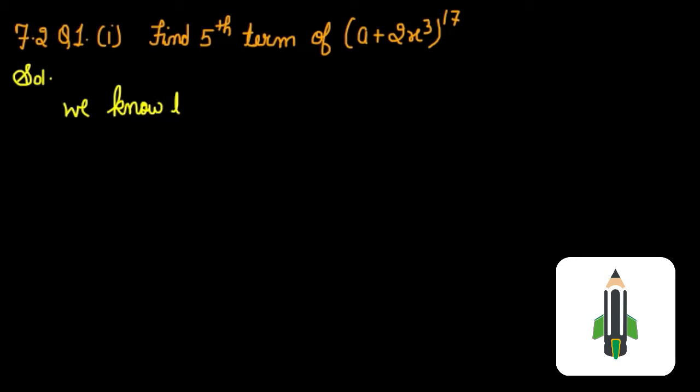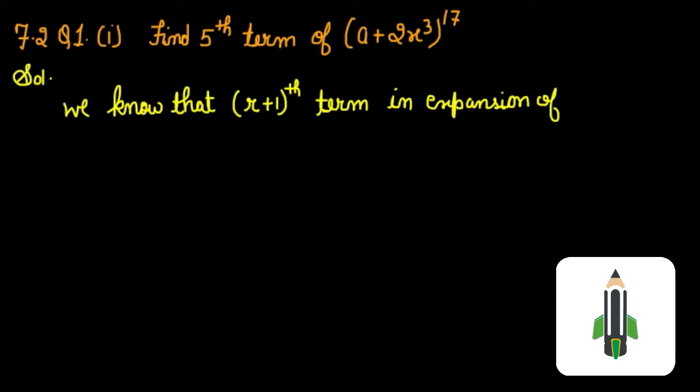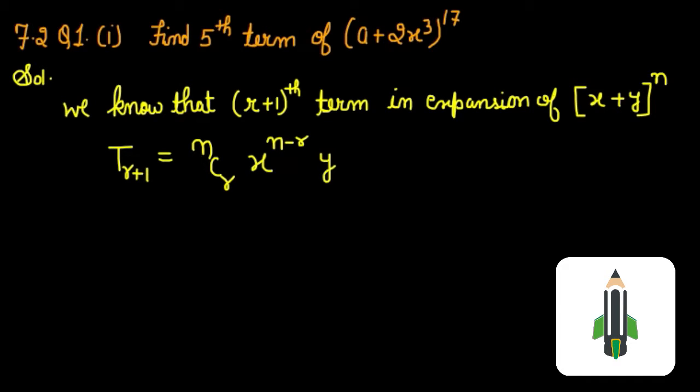We know that the (r+1)th term in the expansion of (x + y) raised to the power n is T_{r+1} = nCr x^(n−r) y^r. Here x is equal to a, y is equal to 2x³ and n is equal to 17.